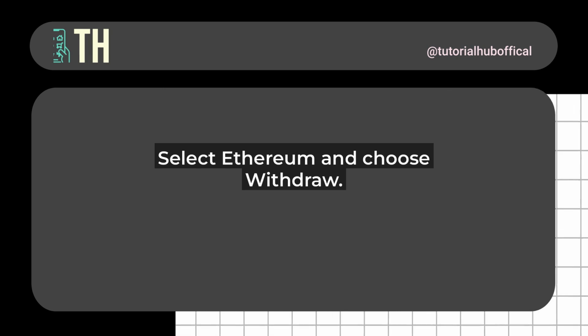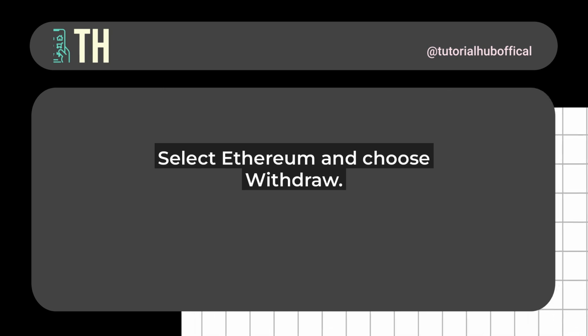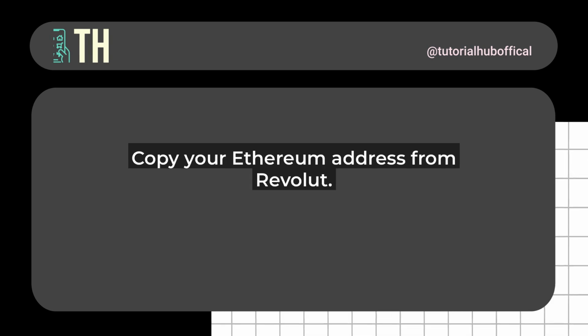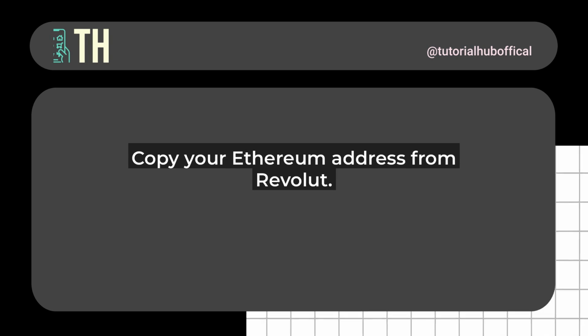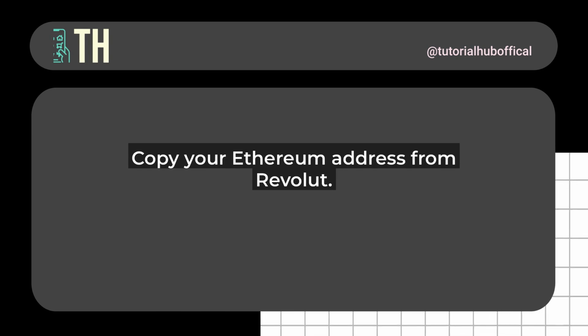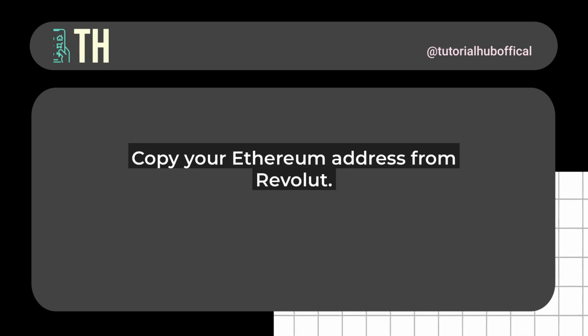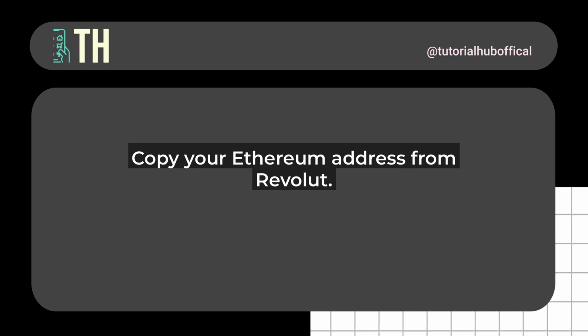Step 2. Click on Withdraw for Ethereum. You'll be prompted to enter the recipient's wallet address. Now, switch to your Revolut app, go to the Crypto tab, select Ethereum, and copy your unique wallet address. Double-check this address to prevent any mistakes, as crypto transfers are irreversible.